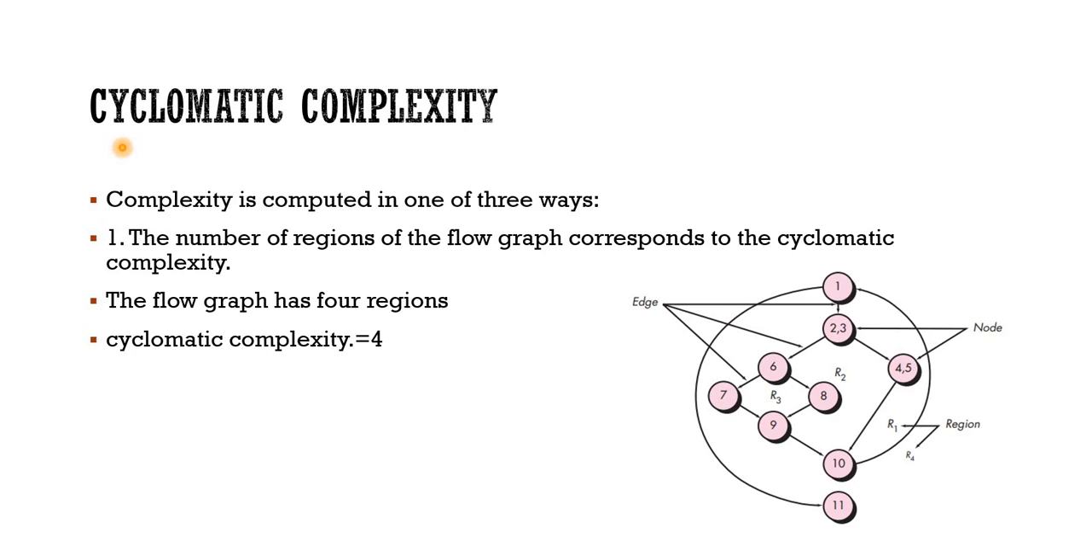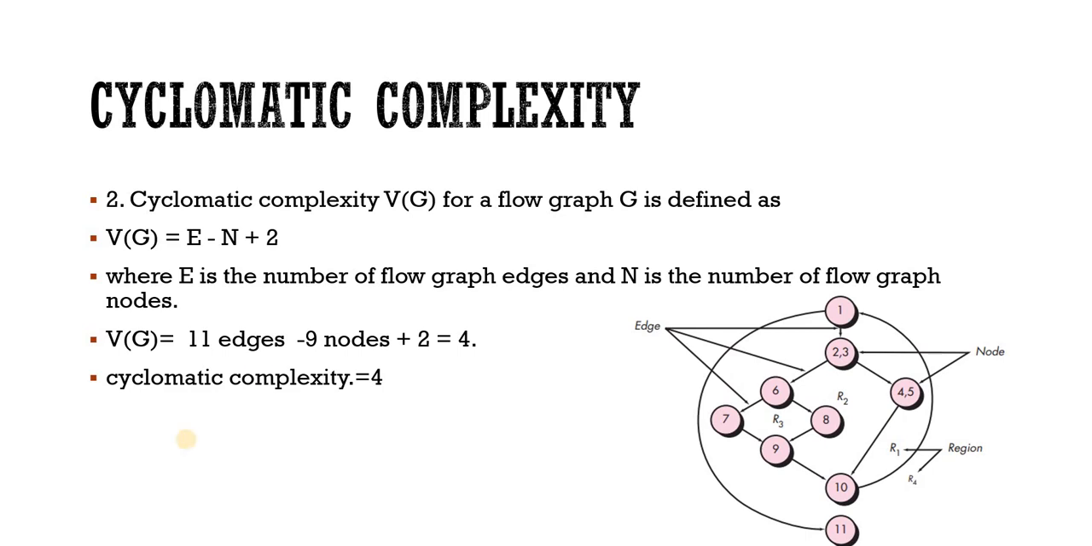Cyclomatic complexity. We can find the cyclomatic complexity in three ways. The first way is that the number of regions is equal to the complexity. Here the number of regions is 4, so the complexity is 4. Then by the second way, we can find the complexity of the graph by using the formula E minus N plus 2, where E is the number of edges in the graph, N is the number of nodes, and we have to add 2.